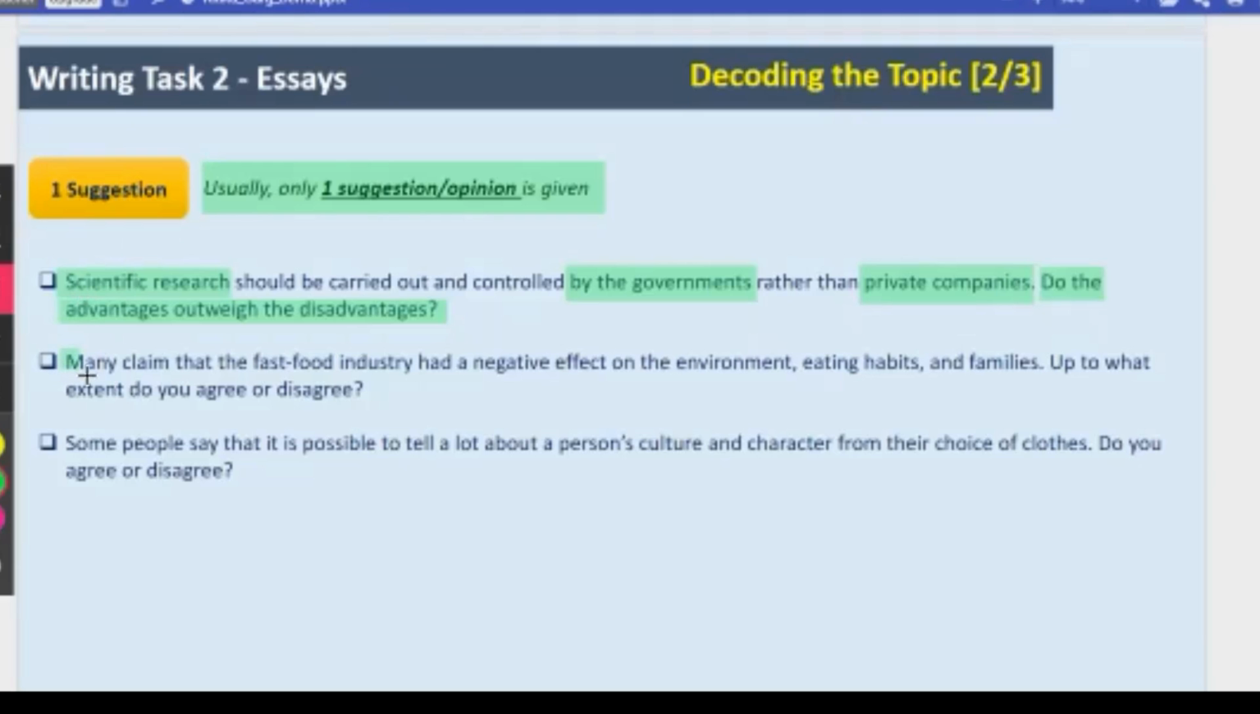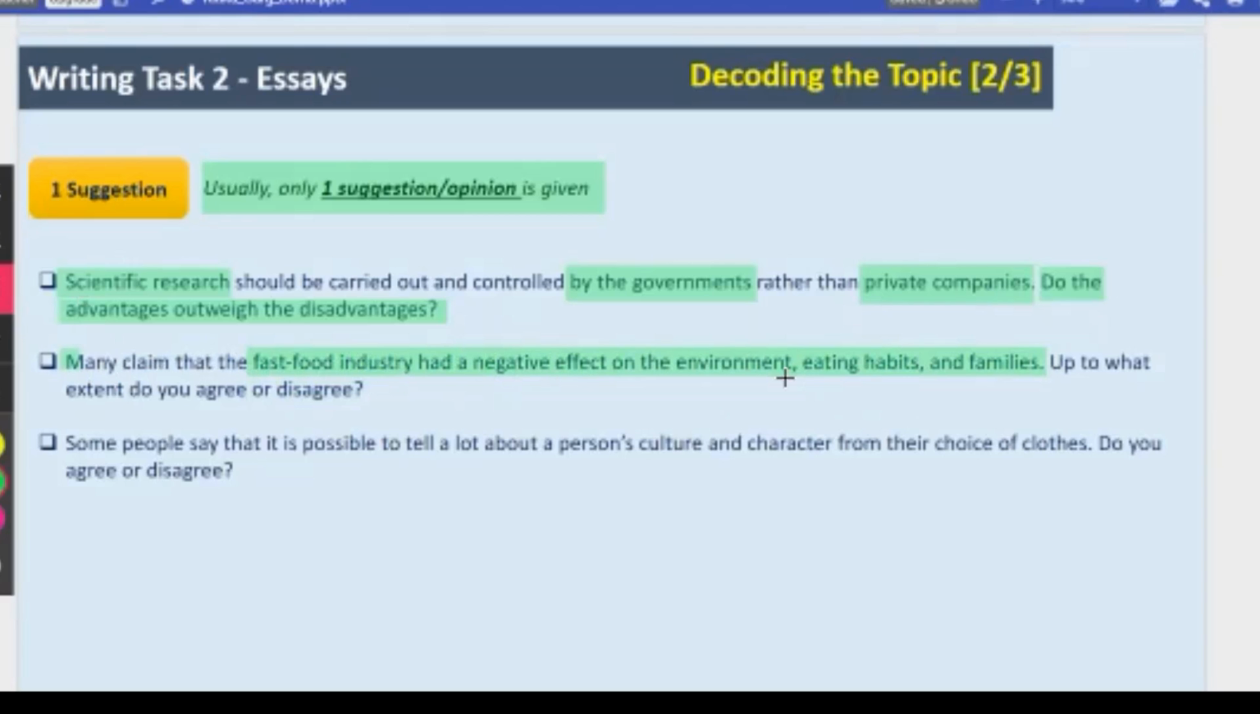Now next is: many claim that the fast food industry has a negative impact on the environment, eating habits and families. Up to what extent do you agree or disagree? If you focus, the topic is the fast food industry's negative impact on environment, eating habits and families.